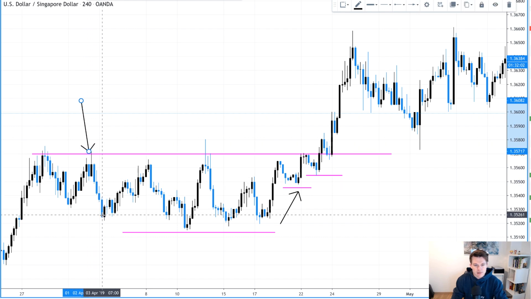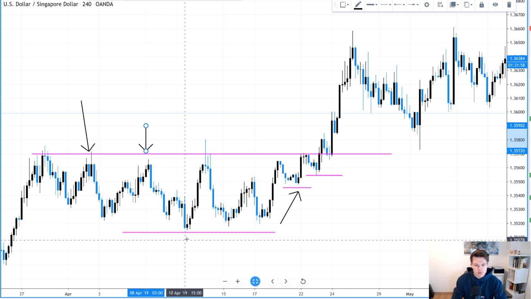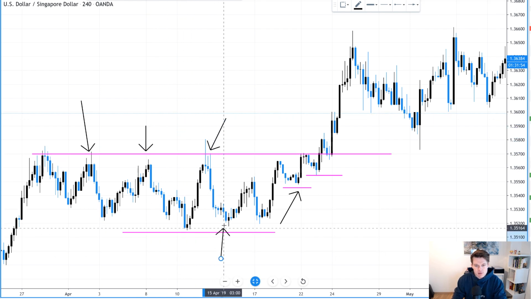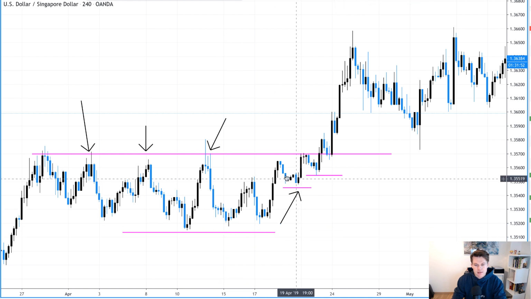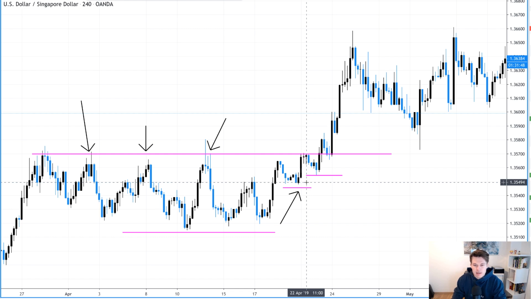Here the market sold off until this point. The market came back to the resistance area, sold off until this area. Here the market came back into the resistance, sold back all the way into here. And then before the breakout, something very different happened in this market structure.